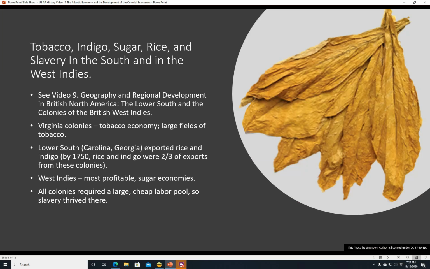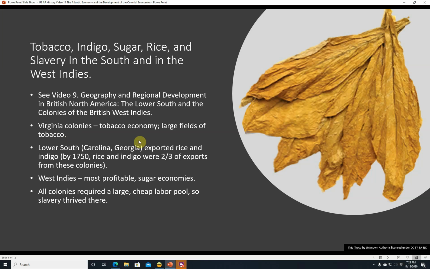Tobacco, indigo, sugar, rice, and slavery in the South and in the West Indies. So here's some dried tobacco leaf. You can also see my video number 9, Geography and Regional Development in British North America, the Lower South, and the Colonies of the British West Indies. The Virginia colonies were, of course, a tobacco economy. They had large fields of tobacco that they had to grow, and they had to move their tobacco fields every so often because the soil would wear out quickly, and, of course, needed large quantities of labor, so that's where slaves and indentured servants came in.